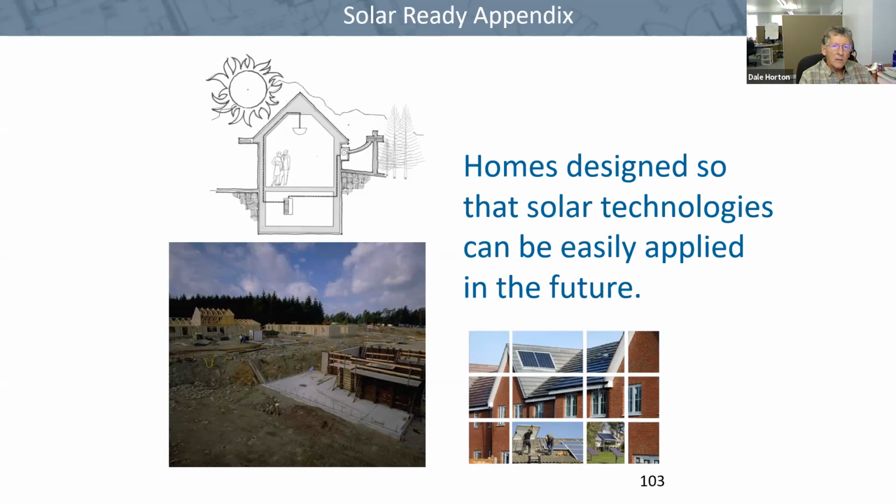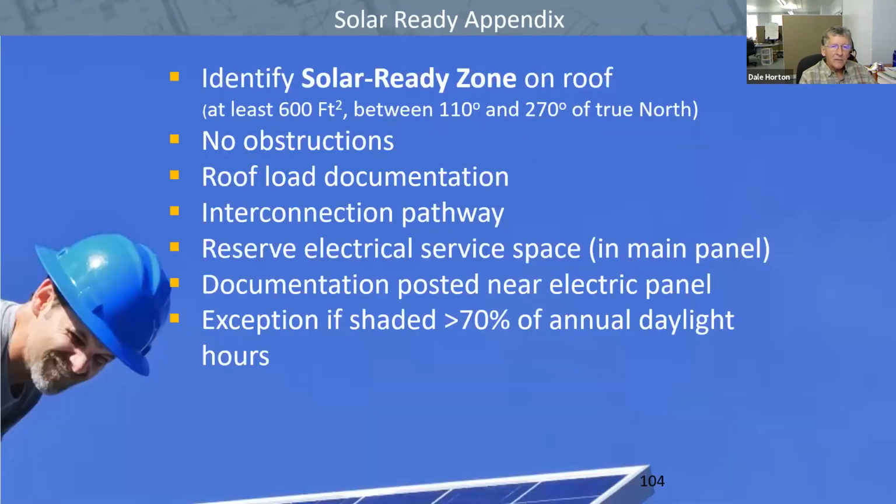So what the Solar Ready Appendix does is have a set of requirements that say, put this in when the building's built, and then if somebody decides to install the photovoltaic panels later on, it'll be much less expensive than adding these later. As an element of complying with this Solar Ready Appendix, you would have to identify a Solar Ready zone, and the appendix has some requirements in terms of 600 square feet at least, and a certain angle relative to the sun, southern aspect.